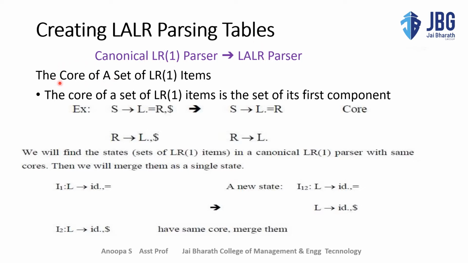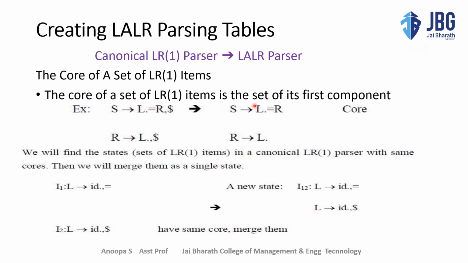First we have to see what a core is. The core of a set of LR(1) items is those items without the look-ahead. Take this item, S giving L dot equal to capital R, comma, dollar. In this, the core is S giving L dot equal to R. This is the core; we are omitting the look-ahead symbol, and up to that we consider it the core.